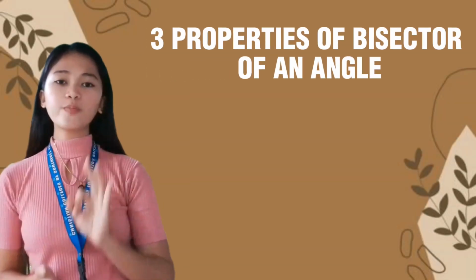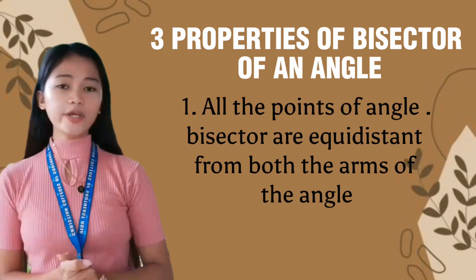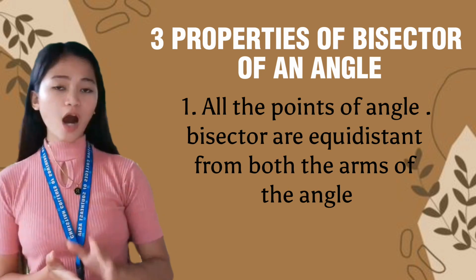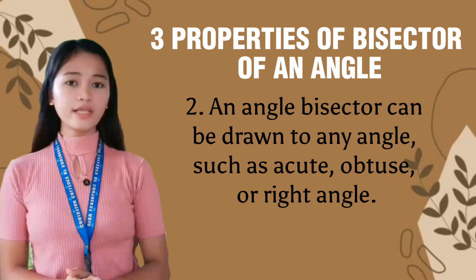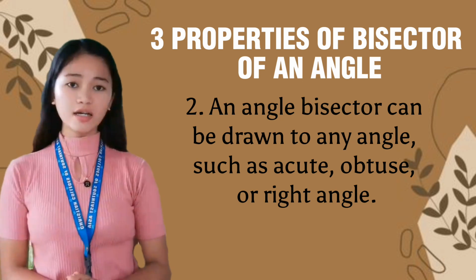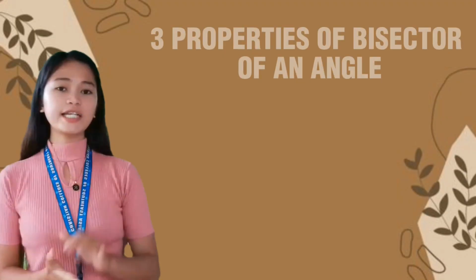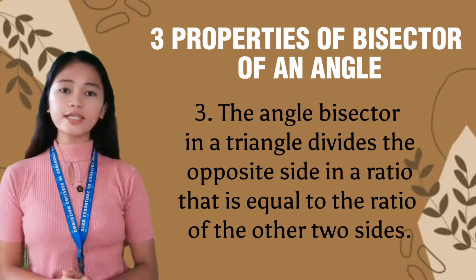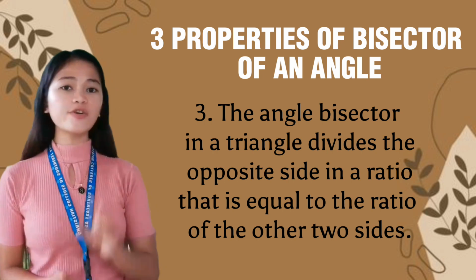So there are three properties of the bisector of an angle. First, all the points of an angle bisector are equidistant from both arms of the angle. The second property is that the angle bisector can be drawn to any angle, such as acute, obtuse, or right angle. Third, the angle bisector of a triangle divides the opposite side in a ratio equal to the ratio of the other two sides.